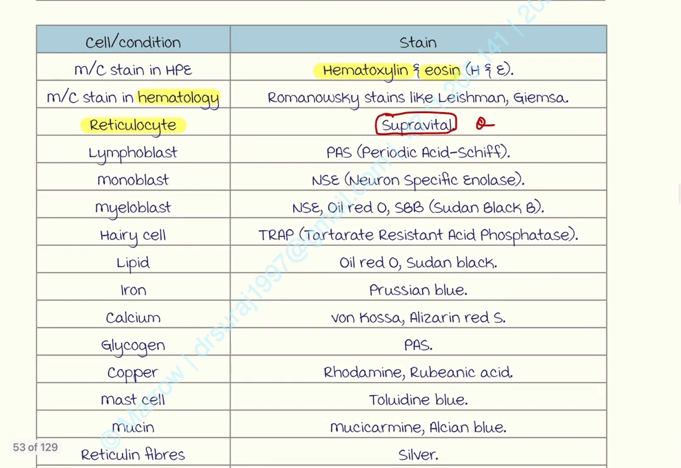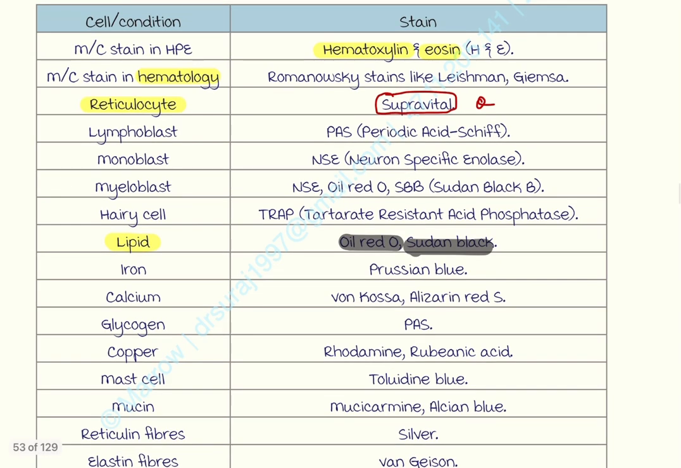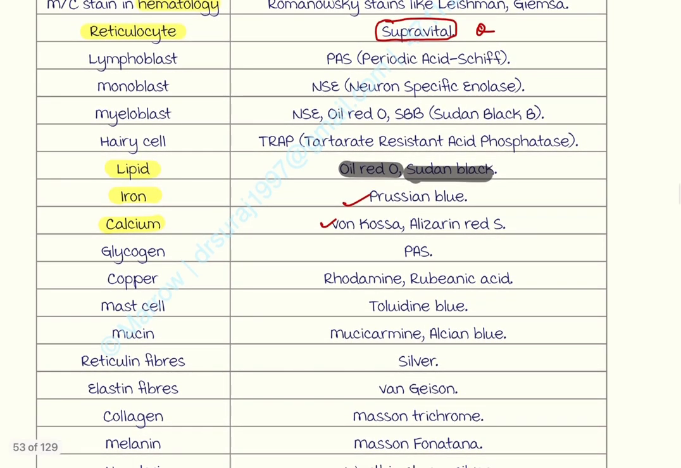What is the stain used for lipid? Sudan black or oil red O. What is the stain for iron? That is Prussian blue. Calcium stain I told you, that is von Kossa or Alizarin red S. What is the stain used for copper? Copper is rhodanine and rubeanic acid.